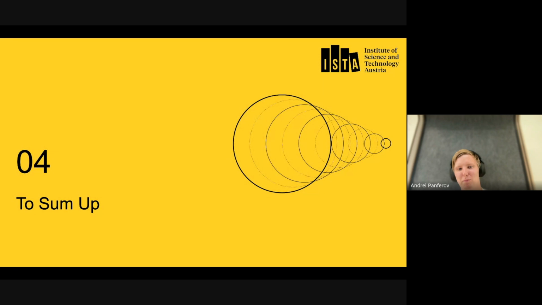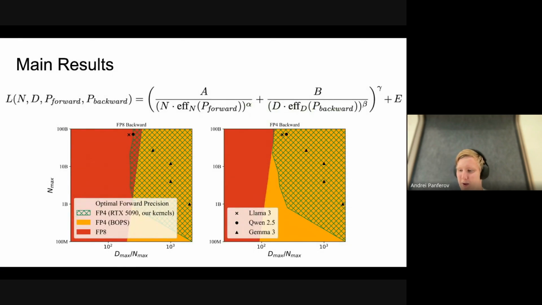So to sum up, what we do in this paper is we design a novel method to compare different quantization-aware training schemes that is based on the scaling laws that treat forward and backward pass quantization differently, and then uses notions of training budget, compute budget, and the real speedups to determine which precisions are better or worse under certain training circumstances. And we show that many of the models that are being trained nowadays actually fall into the region of FP4 optimality, meaning that in practice it makes sense to actually train them in FP4.